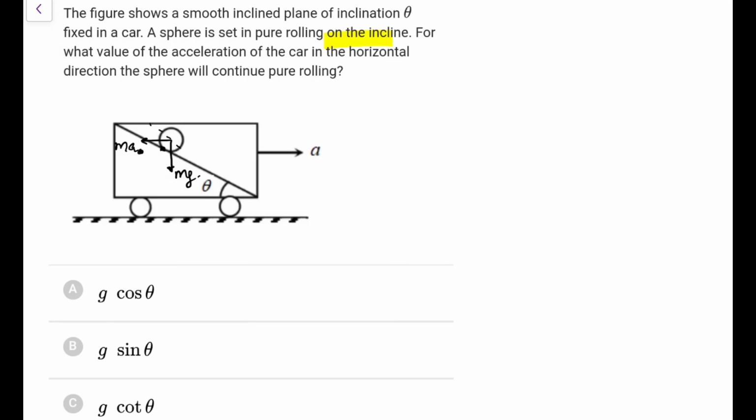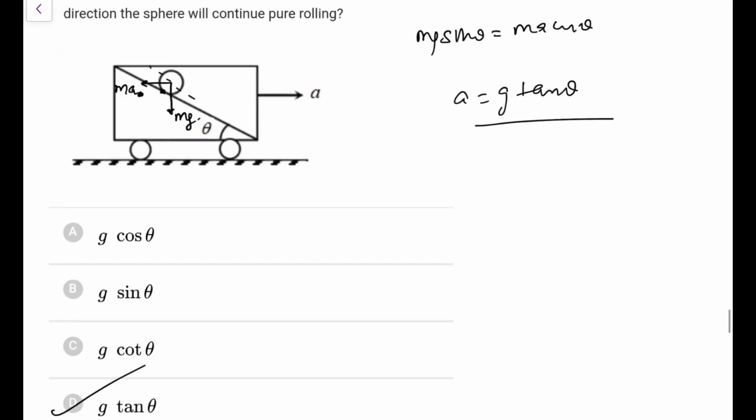So if both these components along the incline are equal, that means mg sin theta is matching ma cos theta, so that we can clearly make it out. It won't accelerate, there won't be any torque generated, so it will continue pure rolling without any change in angular or linear speed. So acceleration should be g tan theta. So this option is there, so go for option D in this case.